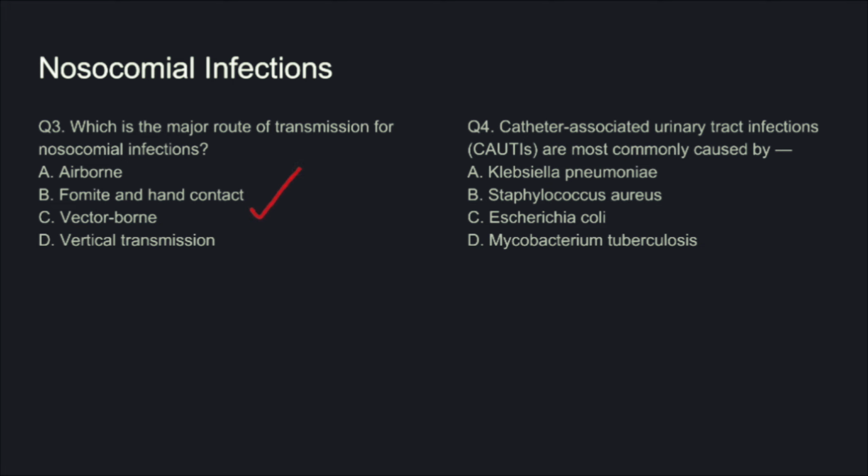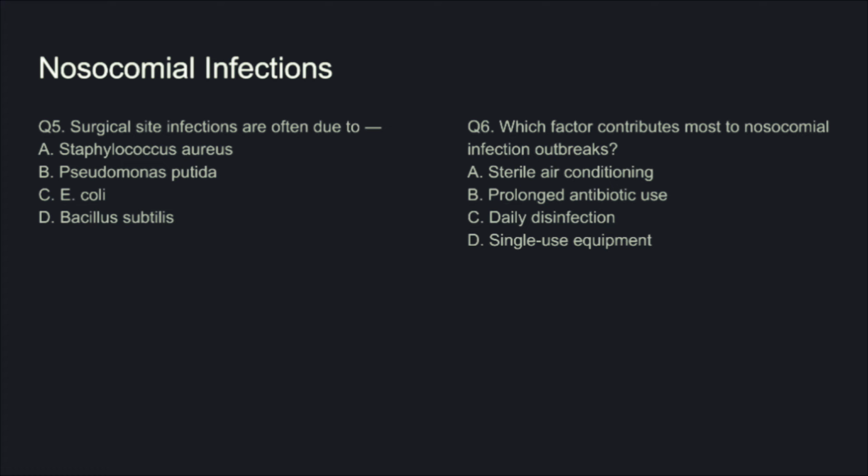Question number 4. Catheter-associated urinary tract infection are most commonly caused by A, Klebsiella pneumoniae, B, Staphylococcus aureus, C, E. coli, D, Mycobacterium tuberculosis. So the correct answer for this question is option C, E. coli.